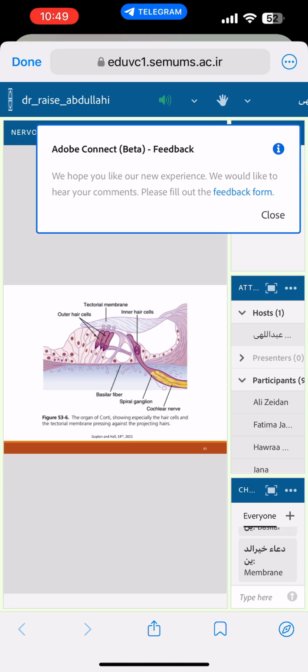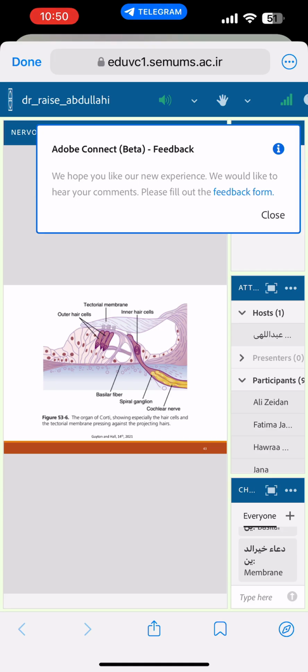Basilar membrane and basilar fiber. Here is the scala media, scala tympani. Outer hair cells, inner hair cell, tectorial membrane, and hairs which are projected from the hair cell into the tectorial membrane. Okay?